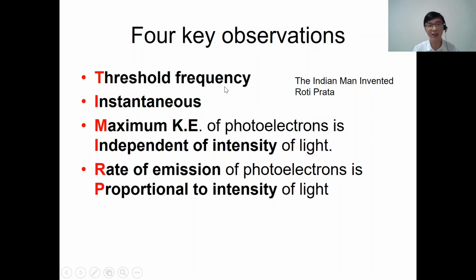But it is very easy to remember. So T, threshold frequency; the, instantaneous; Indian man invented, maximum K, independent of intensity of light; and roti prata, the rate of emission is proportional to the intensity of light. I love this way to remember because I love roti pratas.